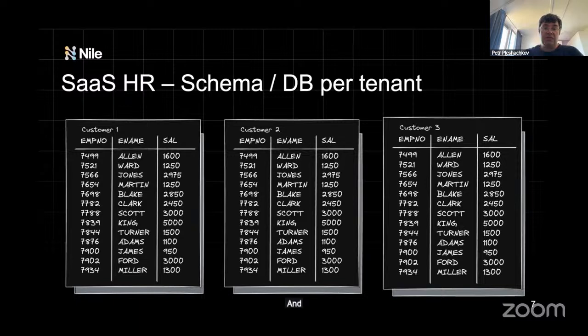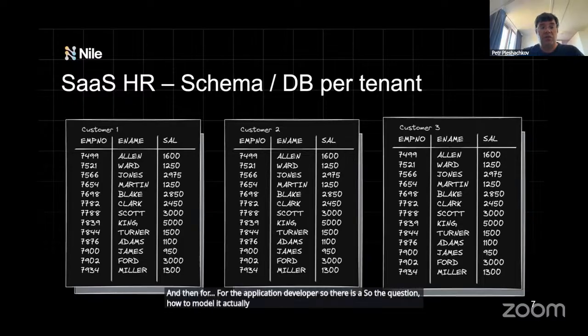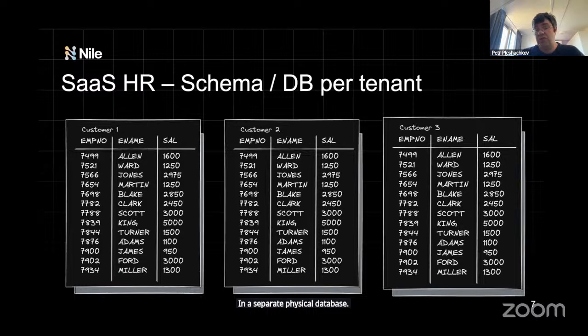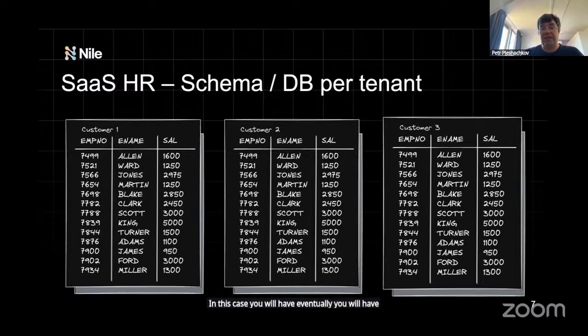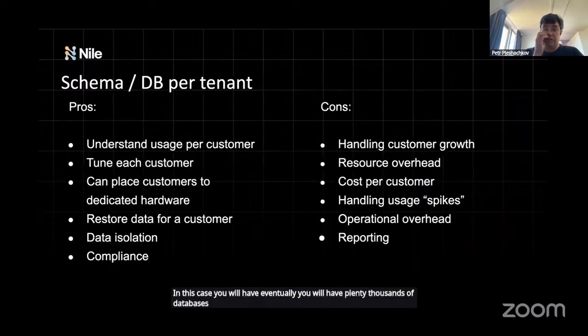And then for the application developer, the question is how to model it. There are two extreme approaches. One approach would be to store every tenant in a separate physical database. In Postgres, you can create a database and store a tenant in this database. In this case, eventually you will have thousands of databases. And this approach has its own advantages and disadvantages.